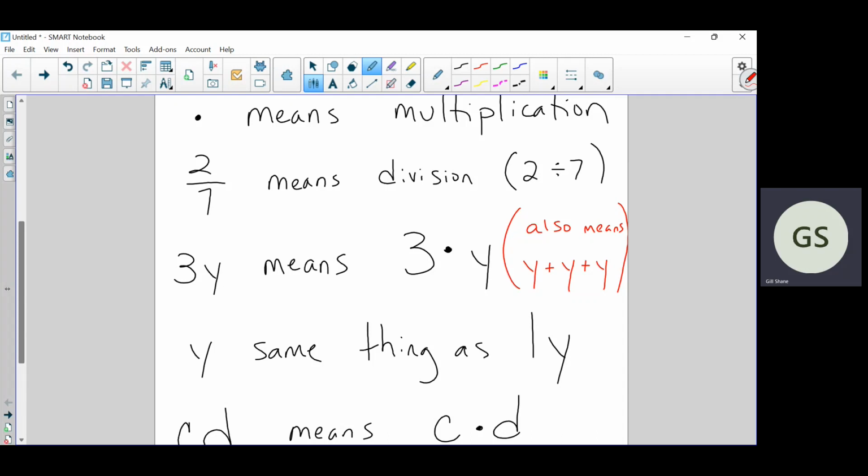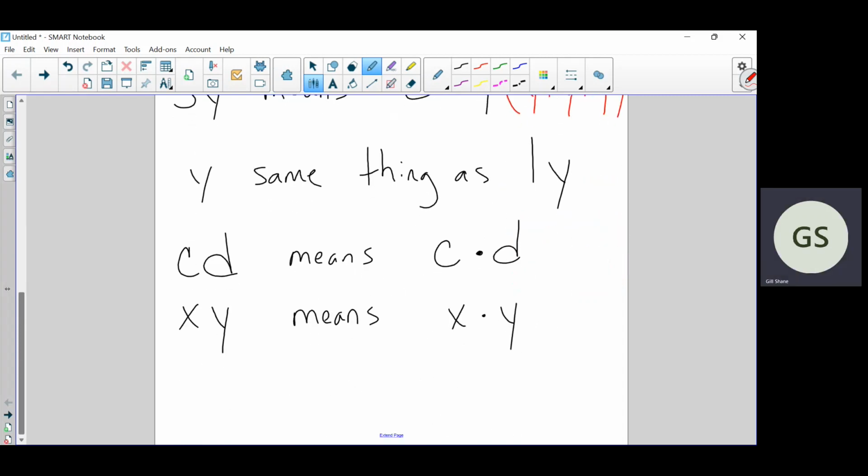So when I'm adding y over and over and over again, I don't really need to write it as y plus y plus y. I just say, well, that's the same thing as 3 times y, because y is a number. Here's what a variable is. So write this down. Actually, I'll write it for you. I'll do this one in red.